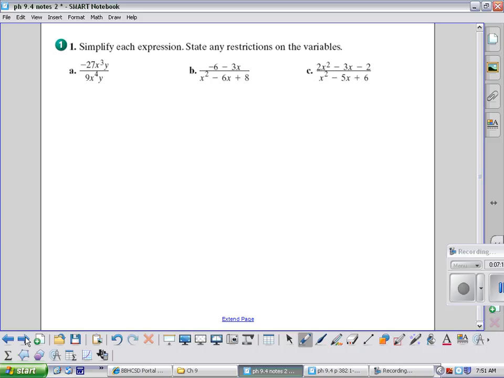So negative 27 over 9 is negative 3 over x to the first, and the y's cancel. Okay, so that's my answer, but I do have to state that x and y, neither one could be 0. That would be bad. Again, notice cancellation is permissible there because there's no addition subtraction signs. That's all multiplication. So that's one big piece over one big piece, and I'm just multiplying, taking factors out. Okay, so that is perfectly permissible.